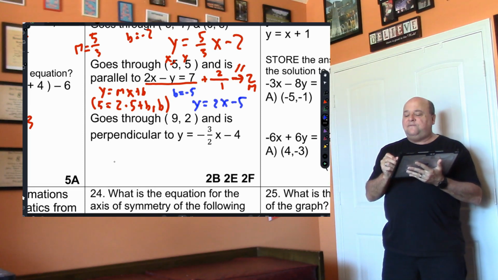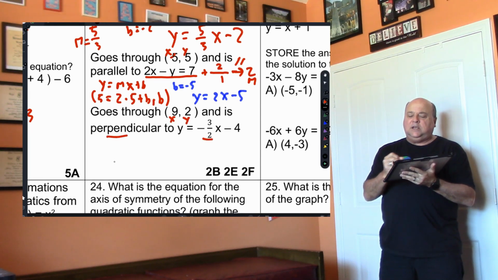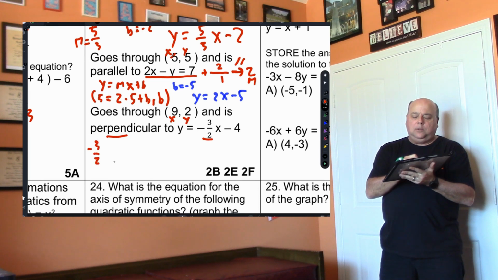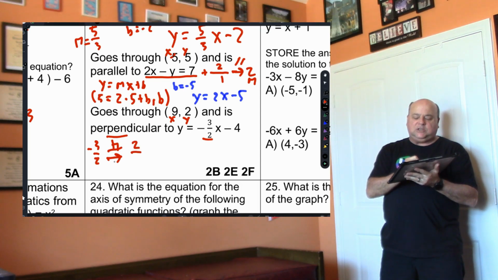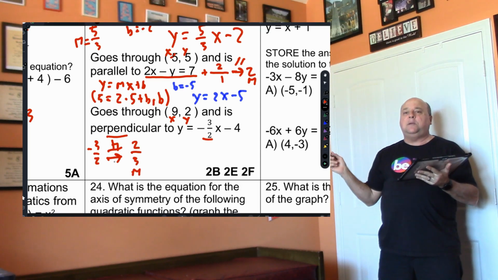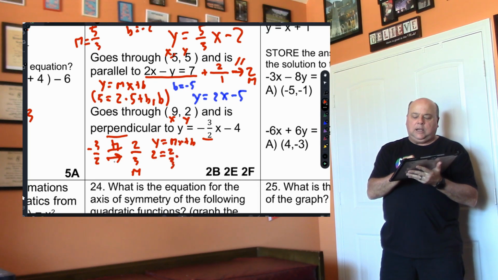Fun, fun, fun. Let's go to the next one. It's parallel to this, that's x and y, and it's perpendicular to this. So write down your slope. We have to find the perpendicular slope. We flip, don't we? So the opposite of a negative is a positive 2/3. This is going to be my m. So I'm going to write down y equal mx plus b. My y is 2. My m is 2/3. And my x is 9 plus b.